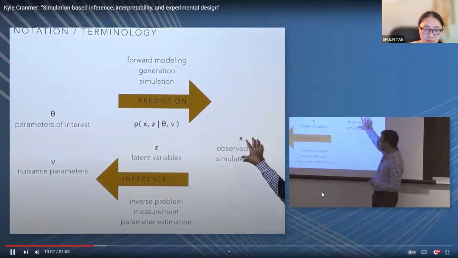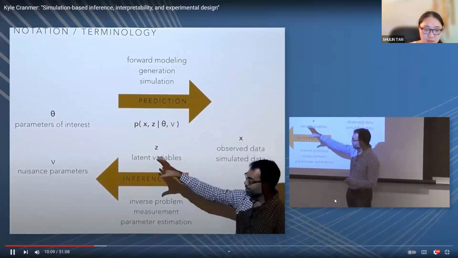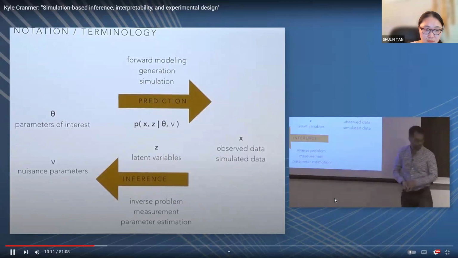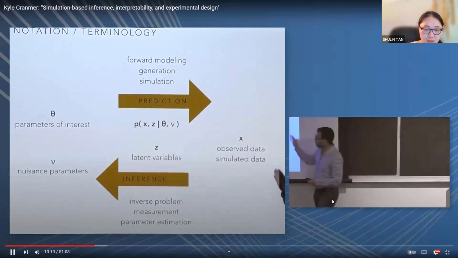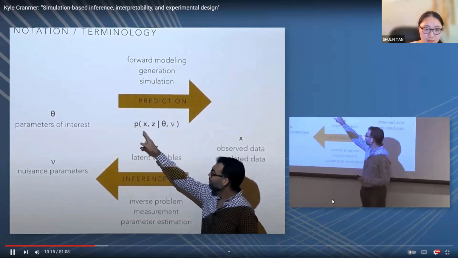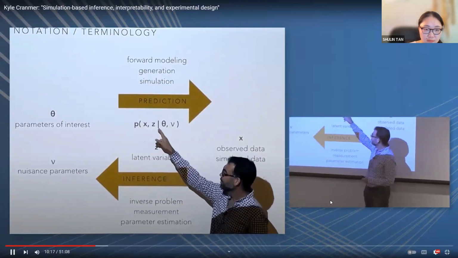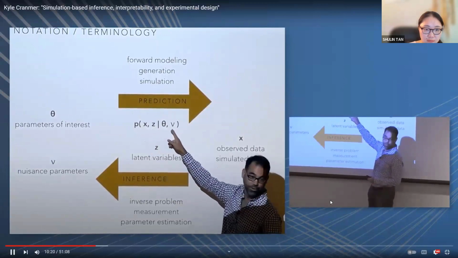Now, given this observed data, I want to do inference mainly on the parameters of interest. The thing tying everything together is a statistical model that gives the probability of the data and the latents given the parameters of interest and the nuisance parameters.